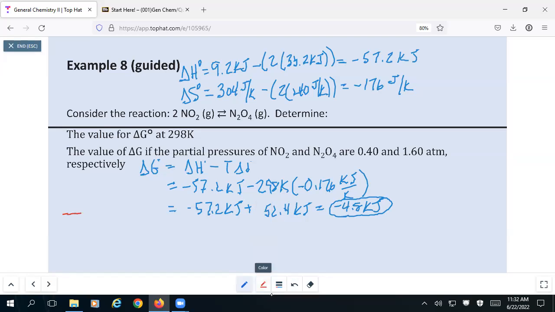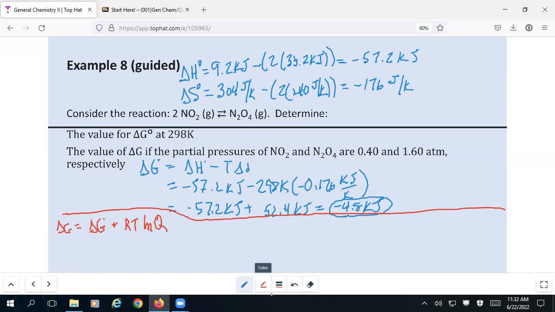Now for the second calculation, we're going to need to use that other form. Delta G is equal to standard delta G plus RT natural log of Q. We have our delta G at standard conditions. It's negative 4.8 kilojoules.